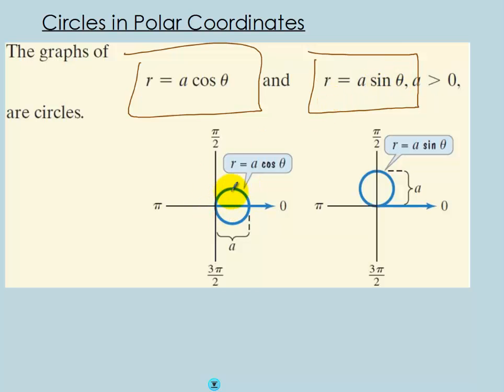When you have that, you'll have a circle. When you have cosine, it's going to be basically on your x-axis, and the diameter of the circle is going to be a, and one edge is going to be at the origin. And when it's a sine, it's going to look like this. So basically going on the y-axis, where again, a is your diameter.